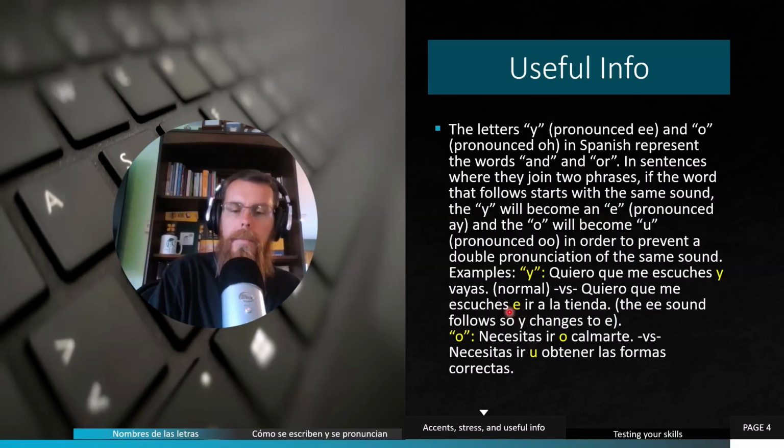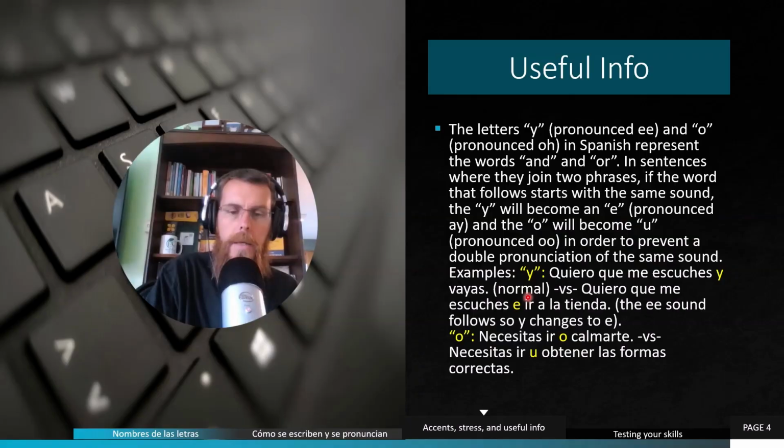And so there's a lot of this that happened. From what I've been taught, what I've heard is that it's due to pronunciation. There are rules that try to avoid certain things in pronunciation, and in this case it's a double EE sound. The E sound follows, so the Y changes to an E. And the same happens with the O, which means or.